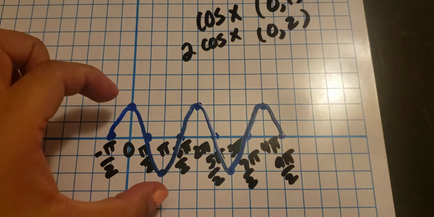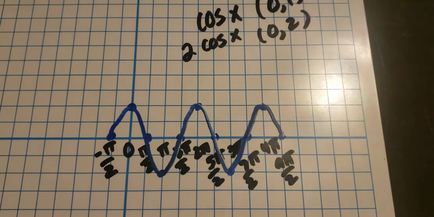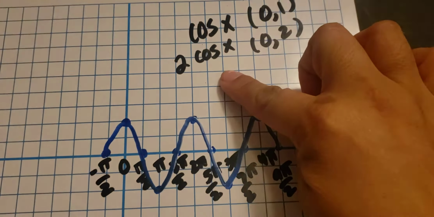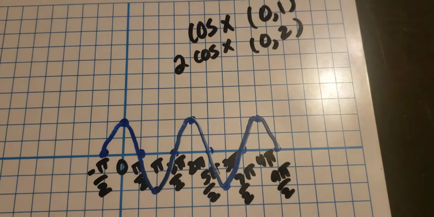And just think of this. It's half the distance. That's kind of a hint based on what I'm going to tell you. And again, this is the parent function. This is the one that transformed. Basically, we multiplied it by 2.